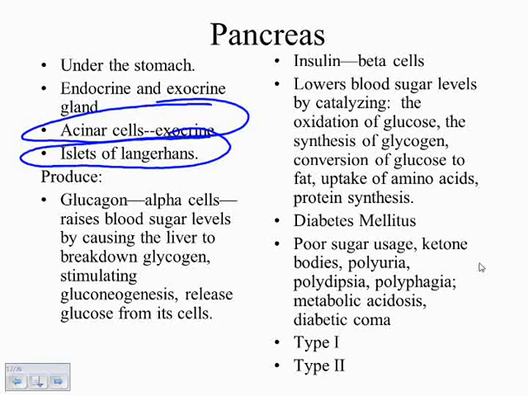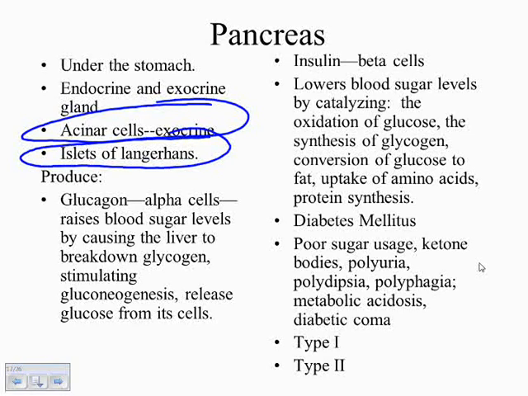Glycogen. Okay? Don't confuse those two. Glycogen is a polysaccharide that we use to store glucose in our liver and in our muscles. Glucagon is a hormone that helps to raise blood glucose levels. They're different. Don't confuse them. Glucagon is made by cells called alpha cells in the islets of Langerhans. And like we said, it raises blood sugar levels.